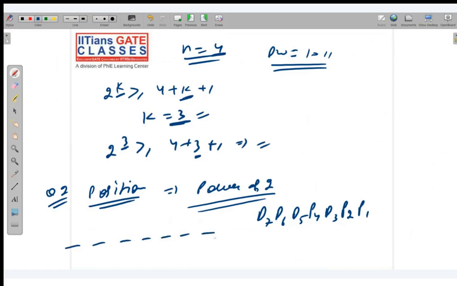Now what are the power of 2 positions? This is 2 power 0, so it will be P1. This is 2 power 1, so it will be P2. This is not a power of 2, so I will add D3. This is a power of 2, so I will add P4. Here D5, here D6, here D7.